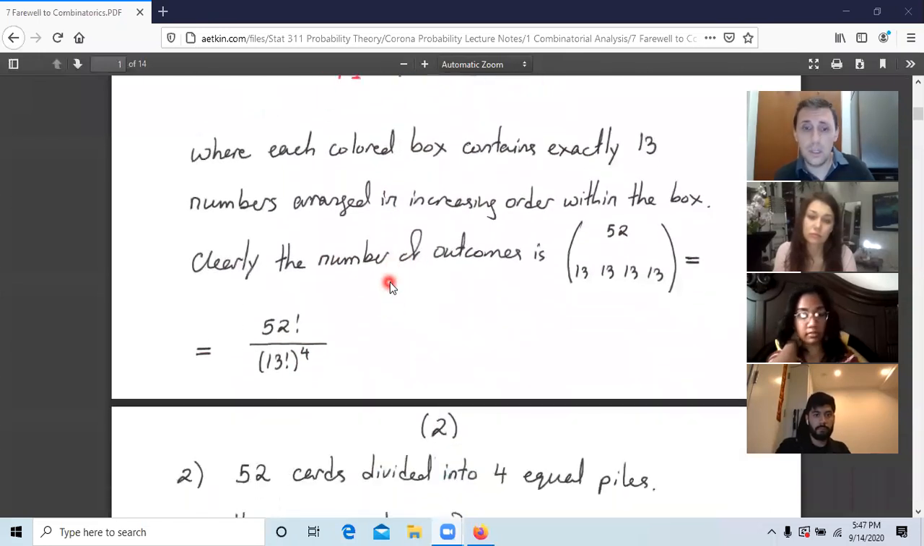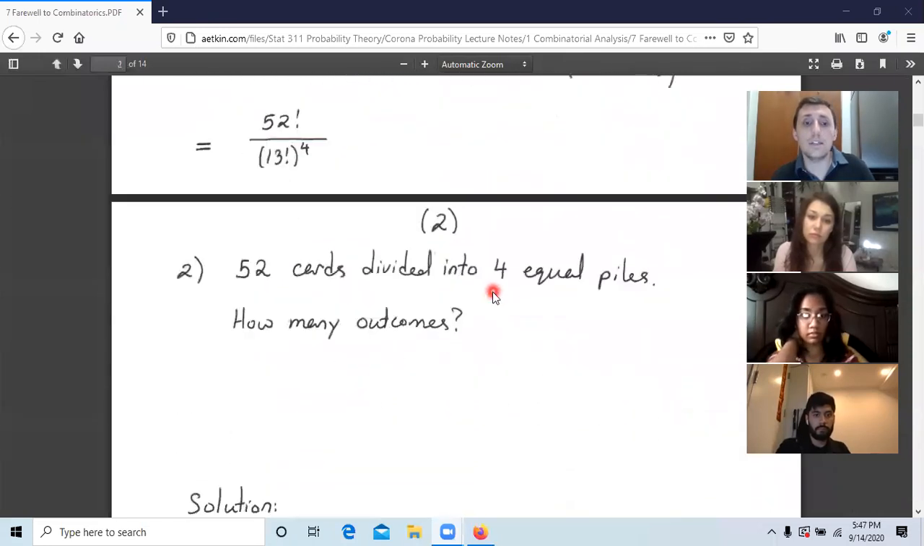Good? So now here is the next situation. We now have 52 cards, and they are to be divided among four files, and of course divided equally. How many outcomes?